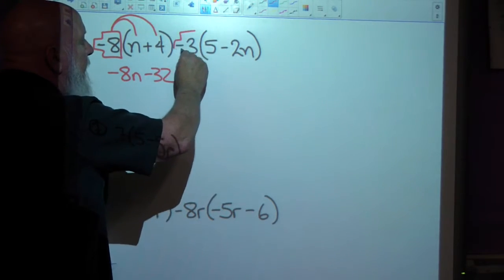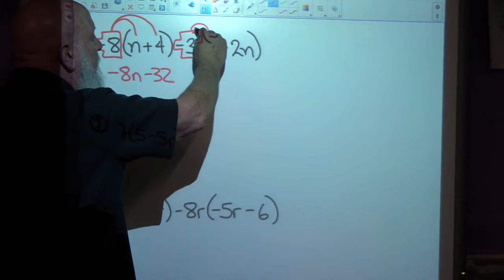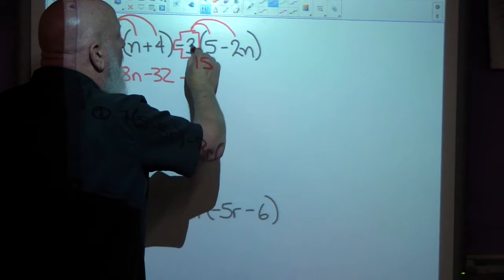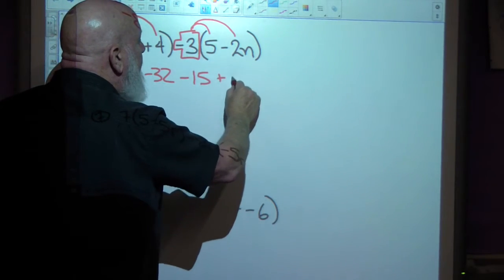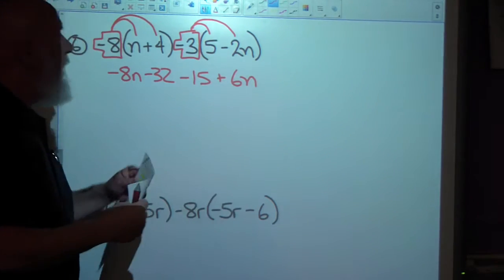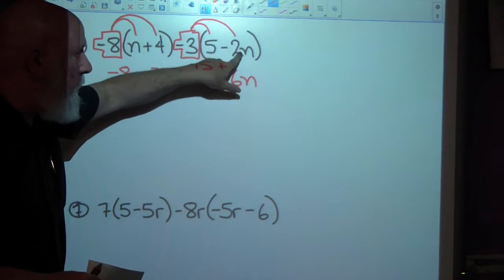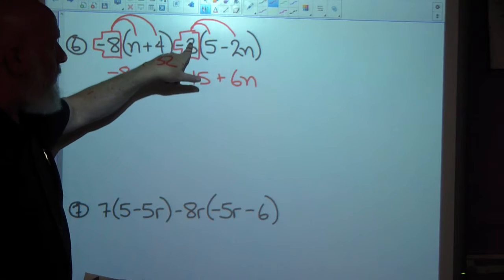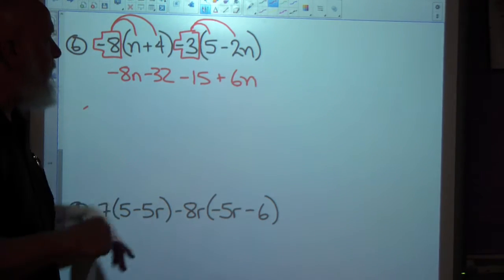I'm going to take this negative 3 and distribute it throughout this quantity. This will be negative 15 and positive 6n. So I have negative 3 times negative 2n. That minus sign in between these two terms means that this term is negative. So negative 3 times negative 2n is positive 6n.